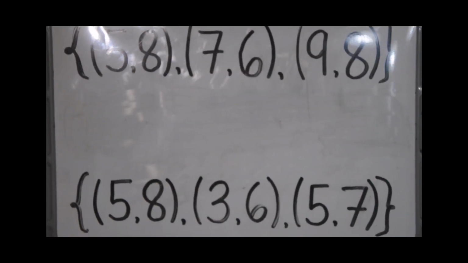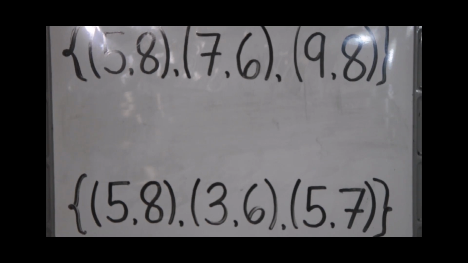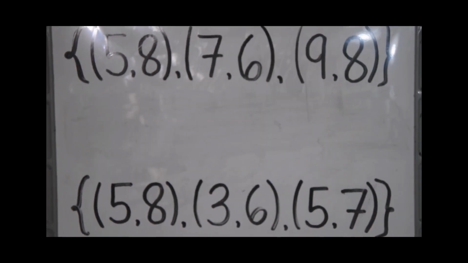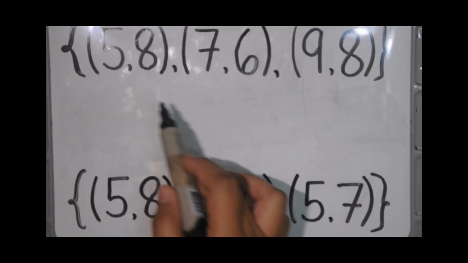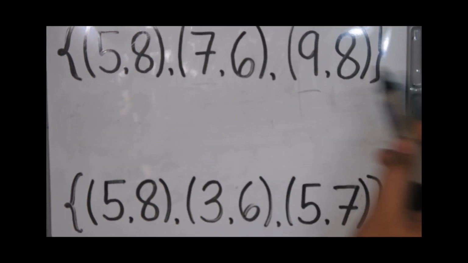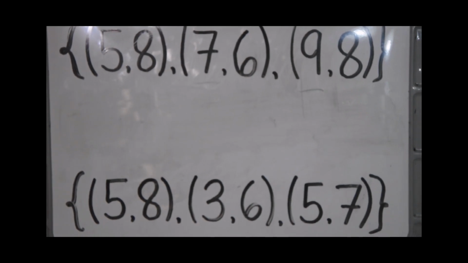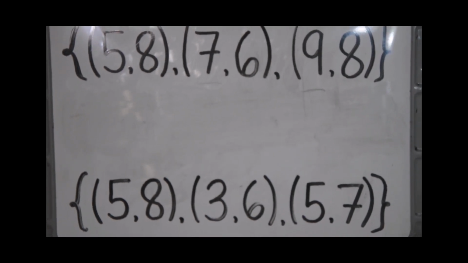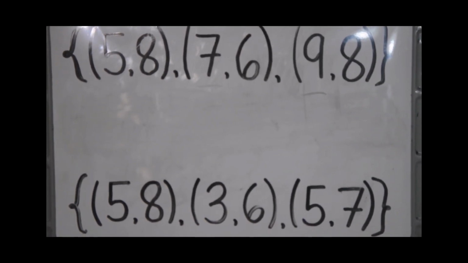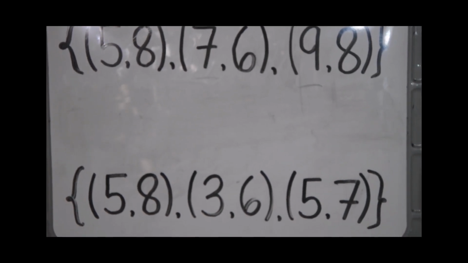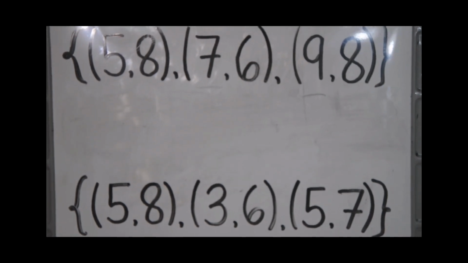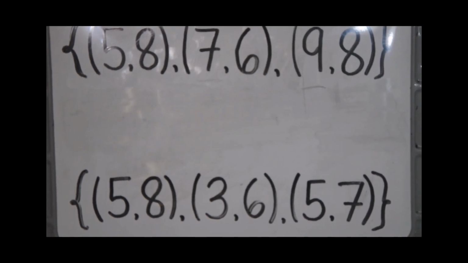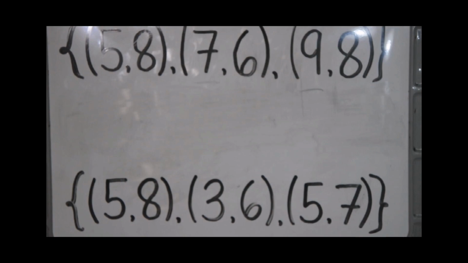Let's take a look at these examples. Example number 1 is a set containing (5, 8), (7, 6), (9, 8). Let us focus on our abscissa or the domain. 5, 7, and 9 are our abscissa. Since none of the abscissa was repeated, we can say that this set of ordered pairs is a function, a one-to-one function. Example number 2 shows a set containing (5, 8), (3, 6), (5, 7). The number 5, which belongs to the abscissa, was repeated. Therefore, this set of ordered pairs is not a function, an example of one-to-many.